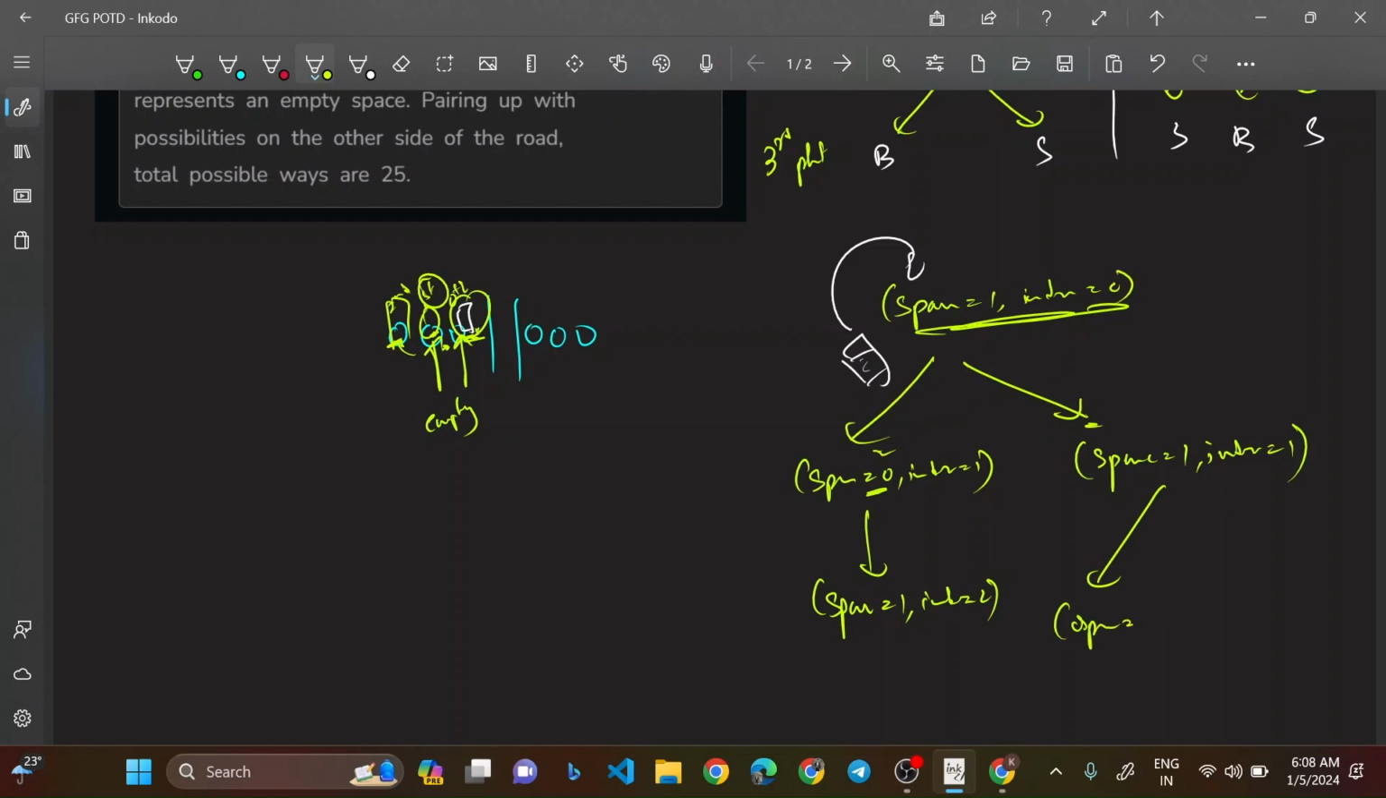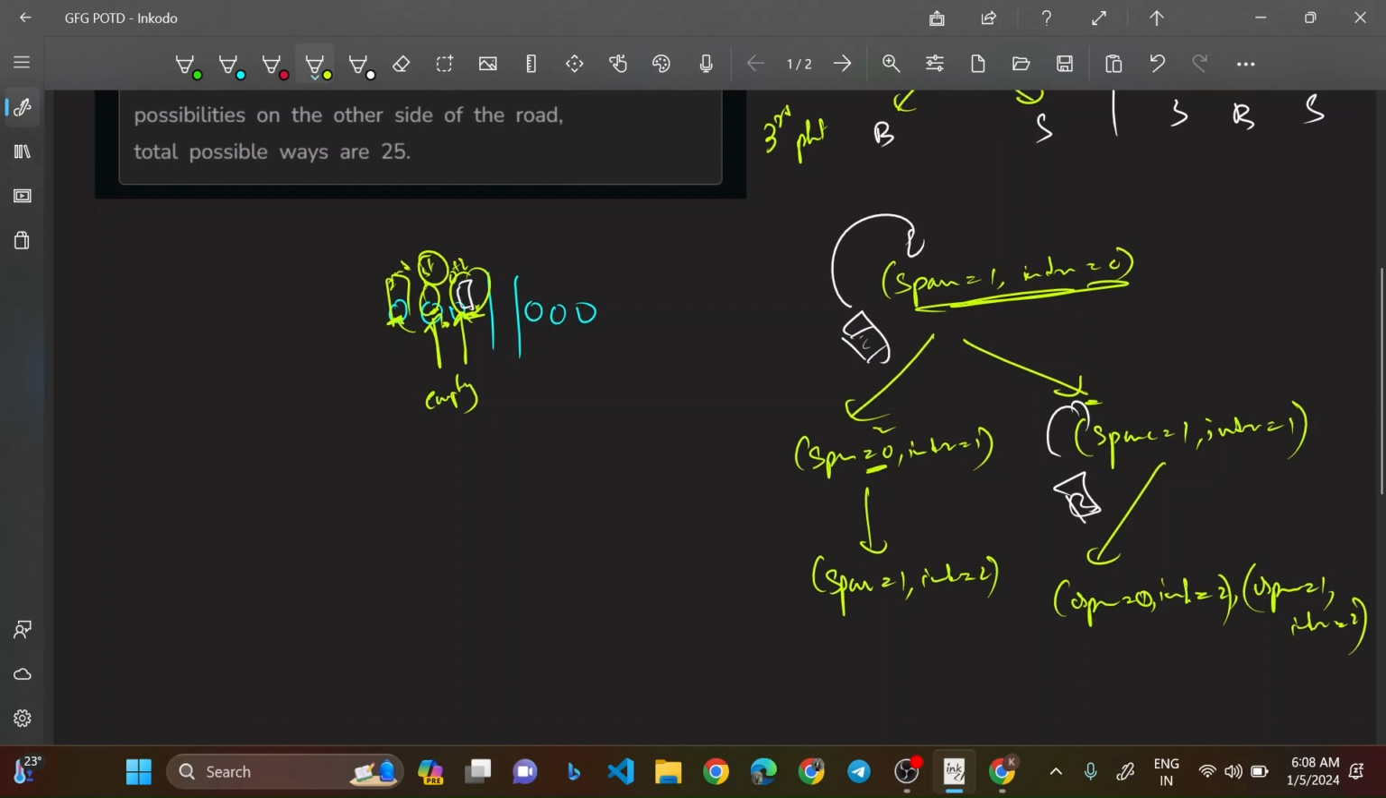So space would be equal to 1, and here space equal to 0. Because with space equal to 1, there are 2 options, either construct a building or do not construct. If you are putting a building in this particular position, then space would be 0 for the next index. So index would be equal to 2 and space would be 0, this is the first choice, and the second is space equal to 1 and index equal to 2.